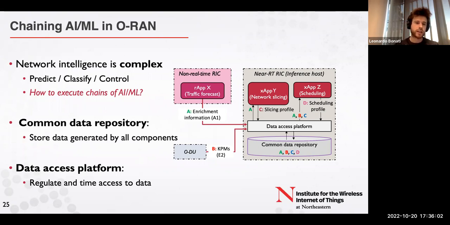So the task and the objective of this data access platform is to regulate and time the access to the data from our different applications that are running on the network. So it's sort of a middleware between our applications and the repository of data that we have in our network.